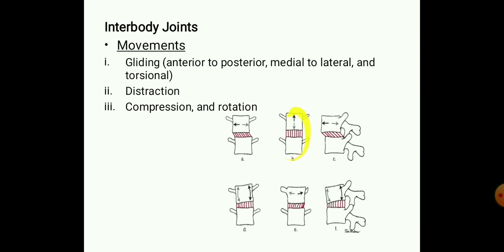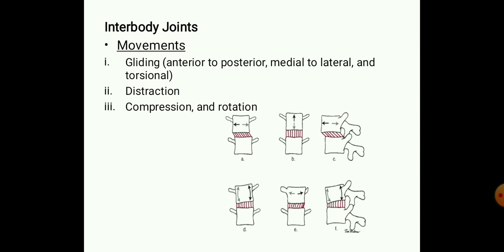Next is distraction, where we are pulling the two vertebral bodies apart, which allows some movement in the intervertebral joint. Next, compression, either on one side or on both sides. Compressive forces can be applied, and some amount of rotation is possible. These motions together with distraction and compression constitute 6 degrees of freedom. So in almost all directions and all planes, the intervertebral body can glide or rotate.